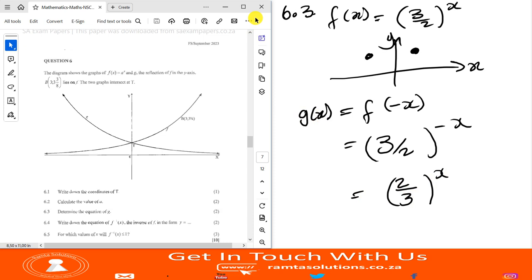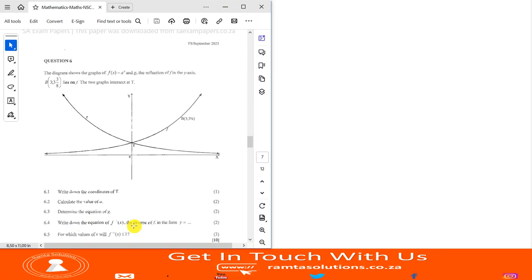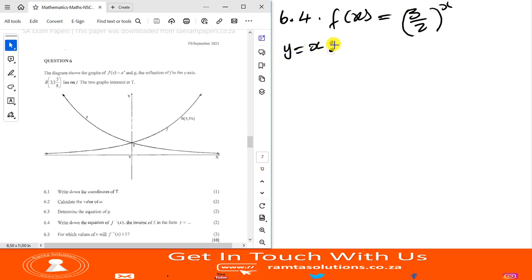Now we're going to look at the next question. 6.4 says write down the equation of the inverse of f, the inverse of f in the form y equals. So for 6.4, we will say f of x, we just found that it is 3 over 2 all to the power x, right? Now what do we do? We will then reflect on y equals x.